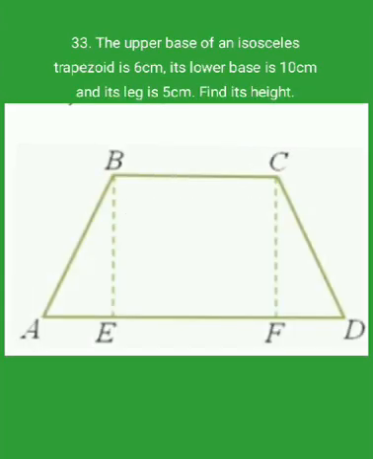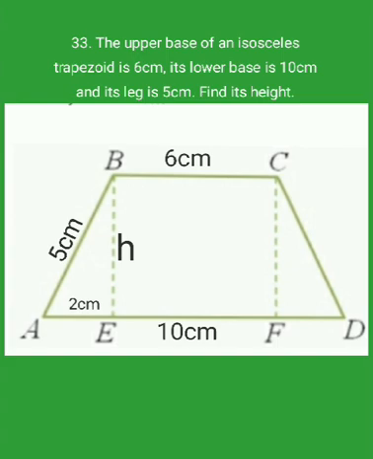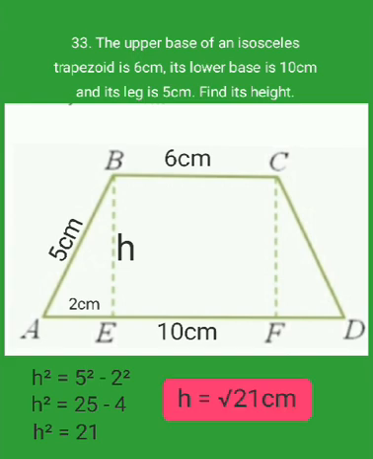The upper base of an isosceles trapezoid is 6 centimeters. Its lower base is 10 centimeters and its leg is 5 centimeters. Find its height. Since there is a right triangle formed, we can use the Pythagorean theorem. So we have h squared is equal to 5 squared minus 2 squared, and 5 squared is equal to 25, while 2 squared is equal to 4. 25 minus 4 is equal to 21, and the square root of 21 is still square root of 21. So the height of the isosceles trapezoid is square root of 21 centimeters.